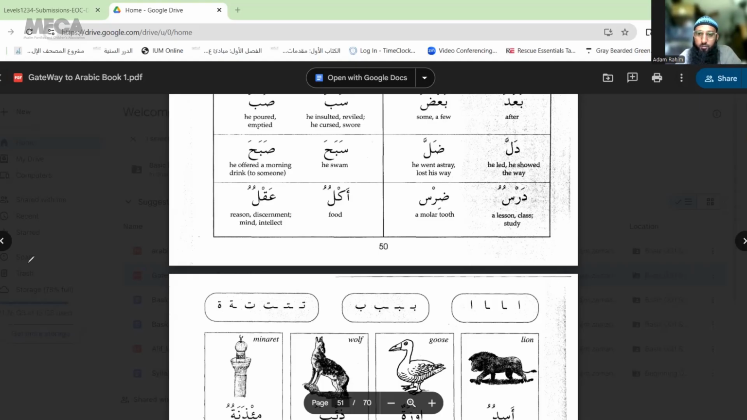Okay. I see. That would be Dirsun or Dirs. Okay. So there's no vowel on the seen. They just messed up. It should have a tanween, just like the other one. Okay. Gotcha. So that would be Dirsun. Sorry. No problem.